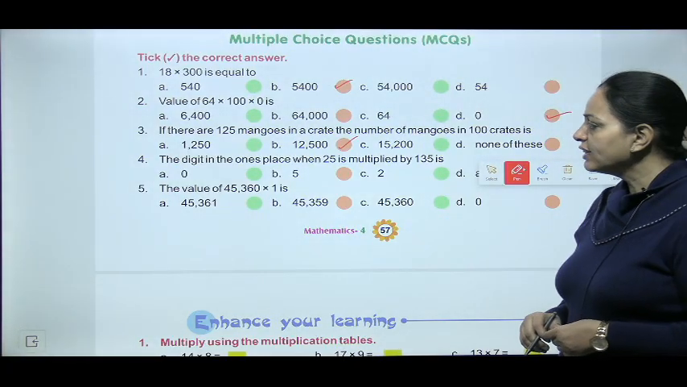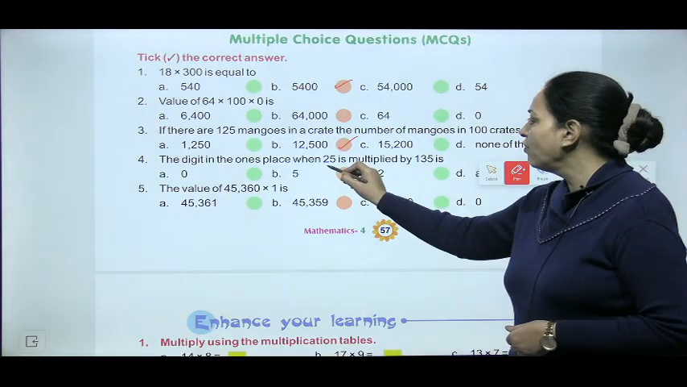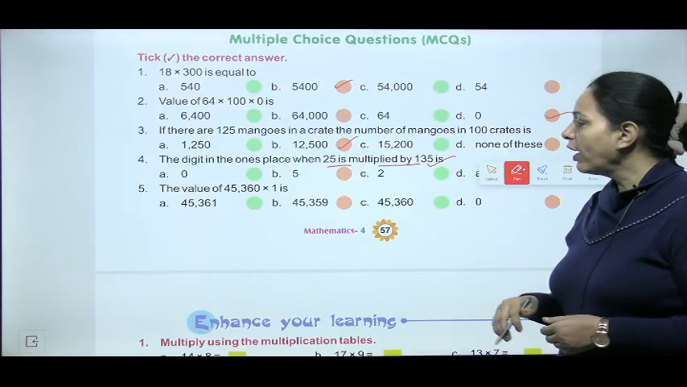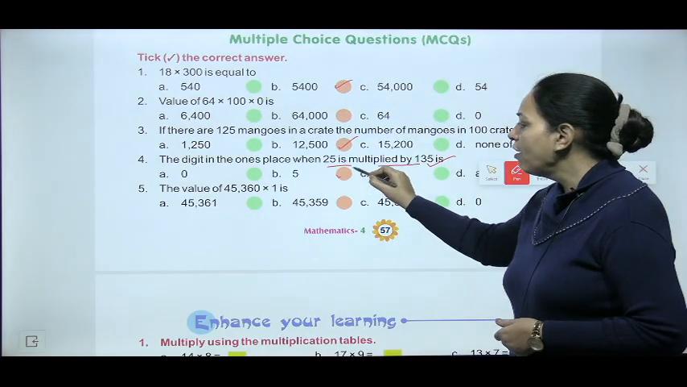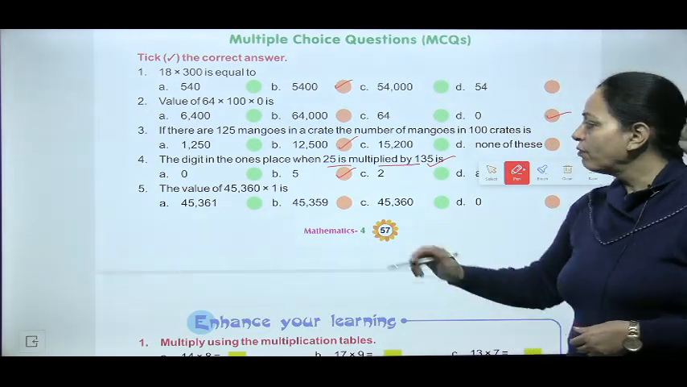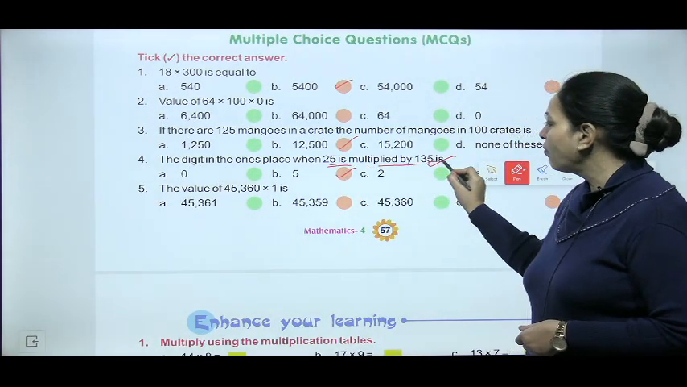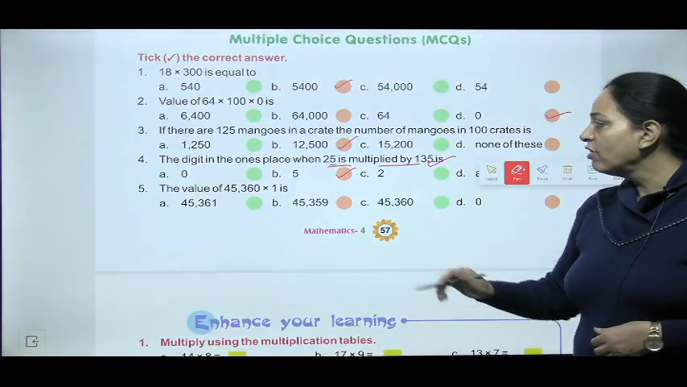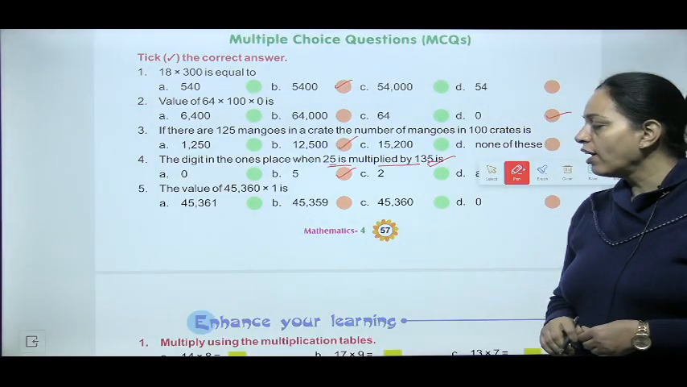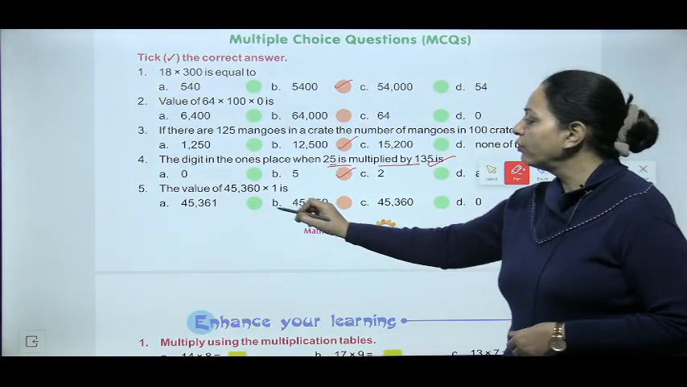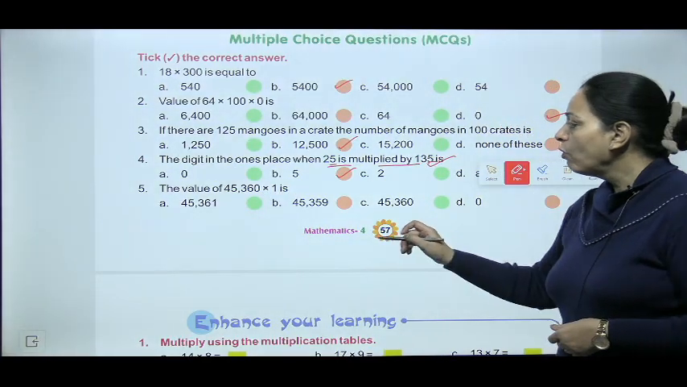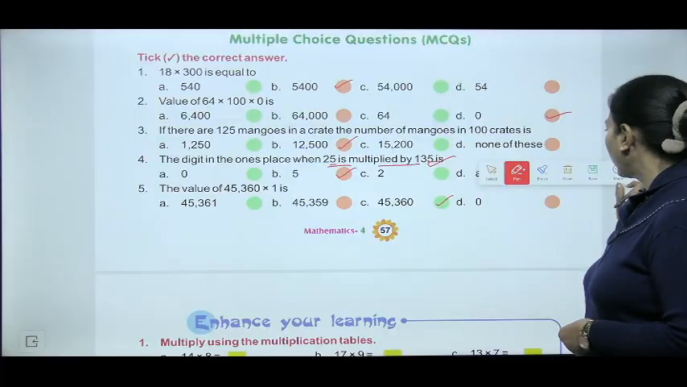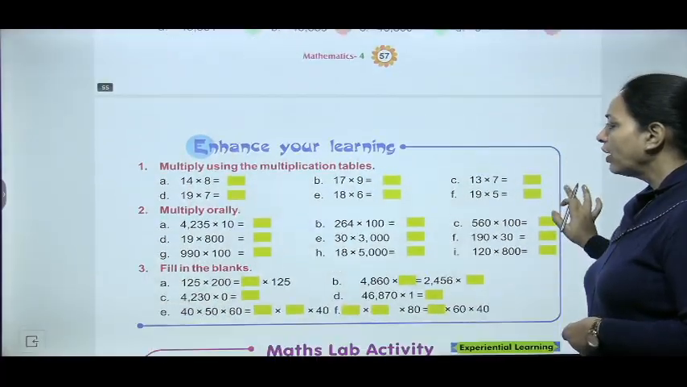The fourth, the digit in the ones place when 25 is multiplied by 135. So the digit at the ones place would be 5 only. Ones digit 5 here, ones digit 5, 5 5s are 25. So last में 5 होगा. And the fifth, the value of this into 1. किसी number को जब हम 1 से multiply करते हैं, we get the same number. Okay, C option.